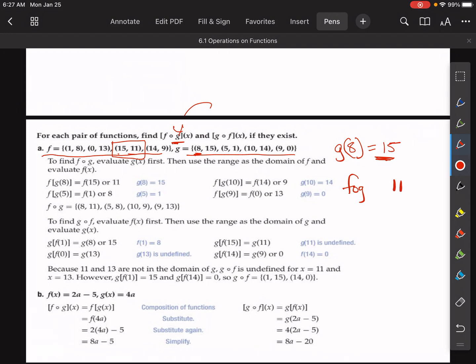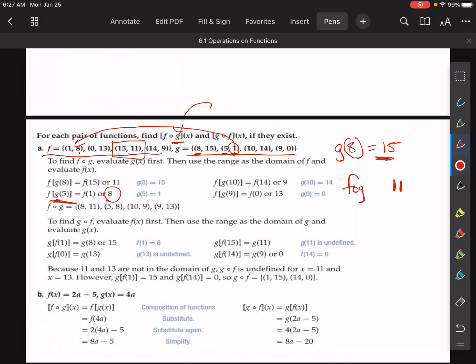Then for the second one, we take g of 5. I'm going to refer to this chart now. If we plug a 5 into the g function, which they've already done the math for us, which is nice, they get the y value 1 out. Then we take that y value of 1, plug it into the f function, and we get an 8 out. So that's where 8 comes from.